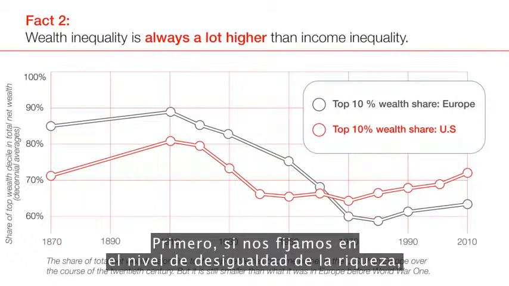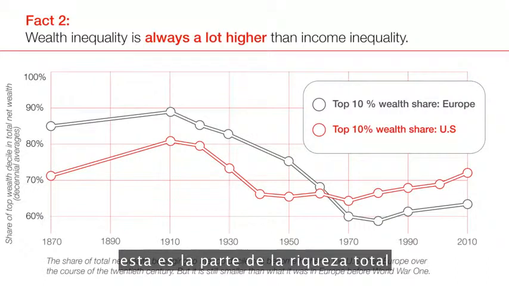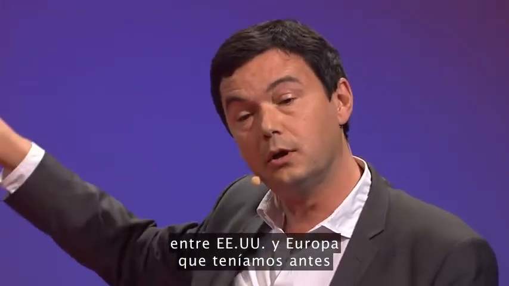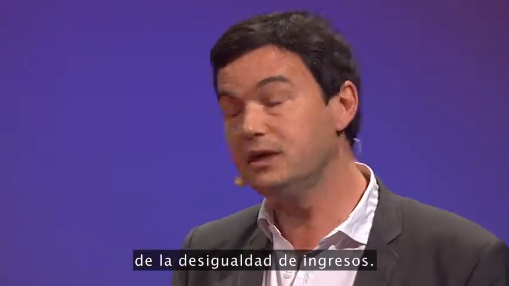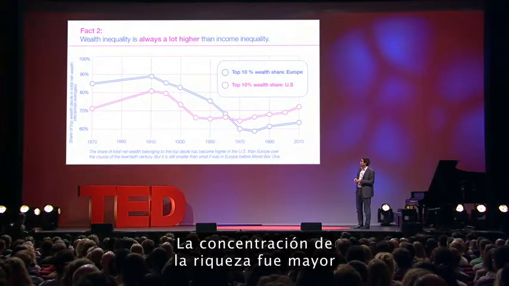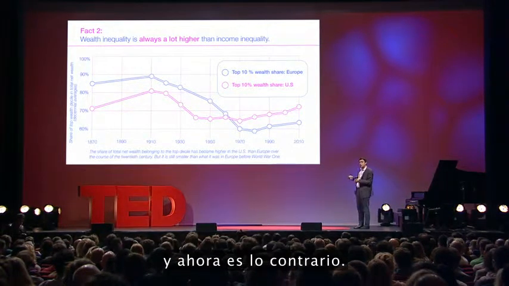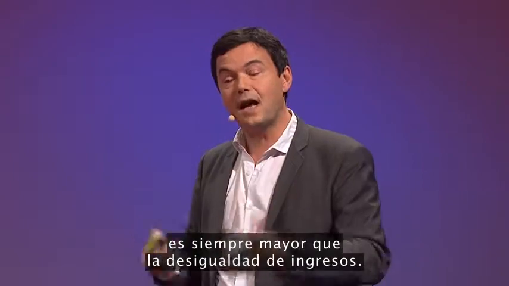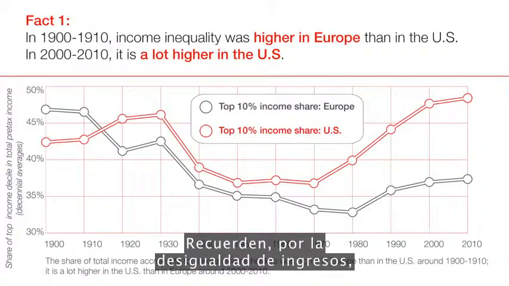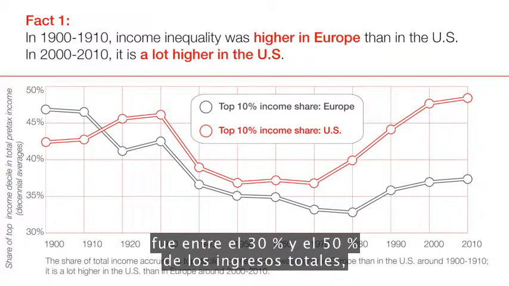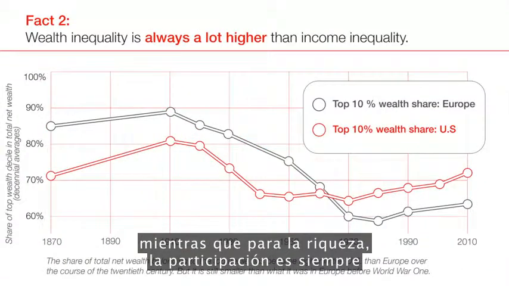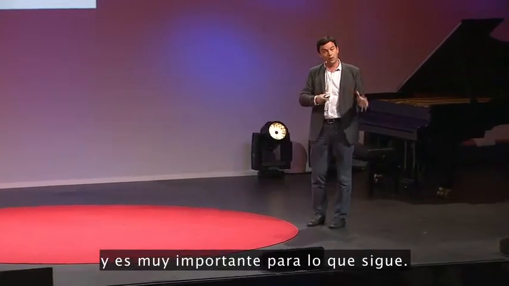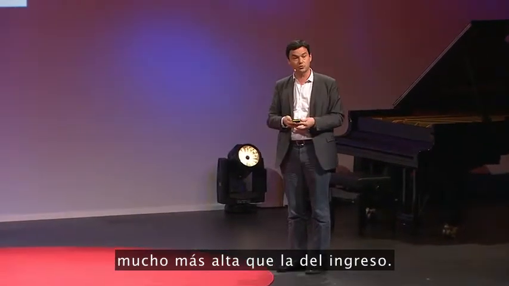First, if you look at the level of wealth inequality, this is the share of total wealth going to top 10% wealth holders. You can see the same kind of reversal between the US and Europe that we had before for income inequality. Wealth concentration was higher in Europe than in the US a century ago, and now it is the opposite. But you can also see two things. First, the general levels of wealth inequality are always higher than income inequality. Remember, for income inequality, the share going to the top 10% was between 30 and 50% of total income, whereas for wealth, the shares are always between 60 and 90%. So that's fact number one, and that's very important for what follows. Wealth concentration is always a lot higher than income concentration.